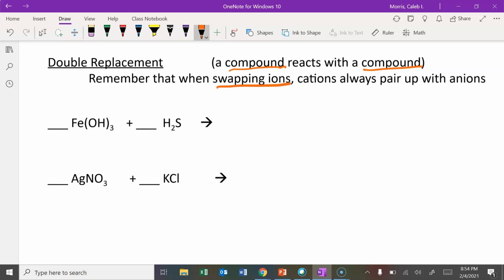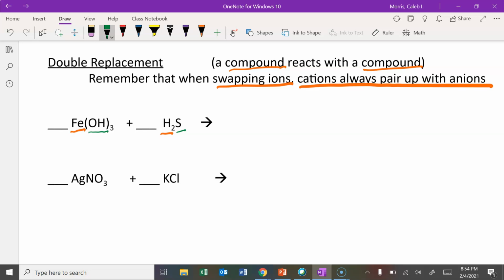Remember that when you're swapping ions, the cations always pair up with the anions. Or you could think of it as the cations switching places with each other. Okay, so this is a cation, this is a cation, this is an anion, this is an anion. The cations are going to trade places so that they are pairing up with anions. The other thing we have to remember is to always do the crisscross and keep your charge consistent.